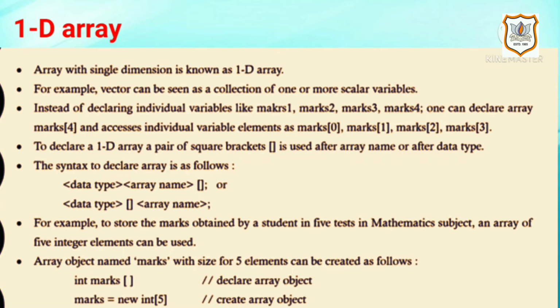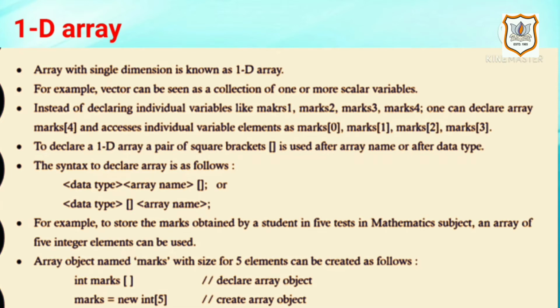For example, vector which can be seen as a collection of one or more scalar variable. Instead of declaring individual variables like marks1, marks2, marks3, marks4, marks5, we can declare array marks[5] in a square bracket and access individual variable elements as marks[0], marks[1], marks[2], marks[3], marks[4].